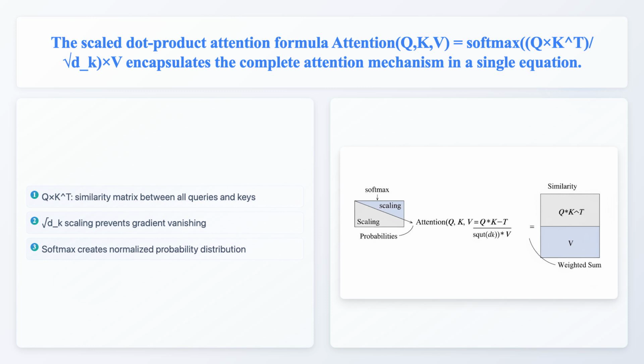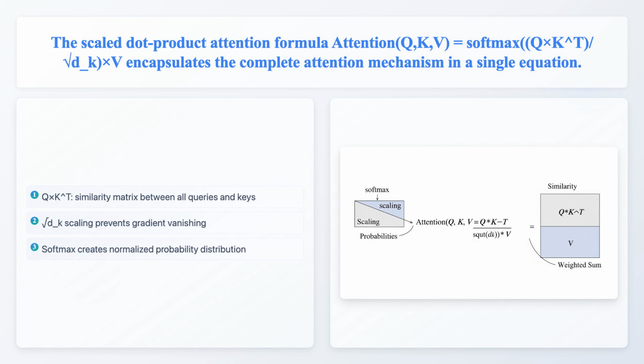Next, we divide by √d_k, where d_k is the dimension of the key vectors. This scaling factor is crucial for numerical stability. Without it, the dot products grow large as dimensions increase, pushing the softmax function into saturation regions where gradients vanish. The scaling keeps the variance of the dot products constant regardless of dimensionality. The softmax function then converts these scaled scores into a probability distribution across all positions. Each row sums to 1.0, representing how much attention each query pays to each key. Finally, we multiply by V to compute the weighted sum of value vectors.